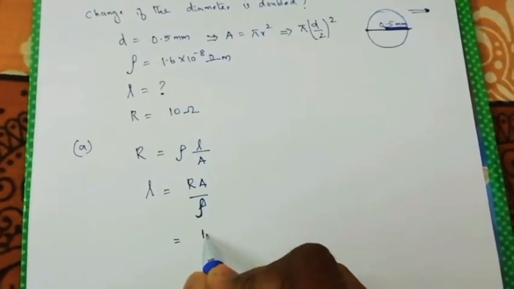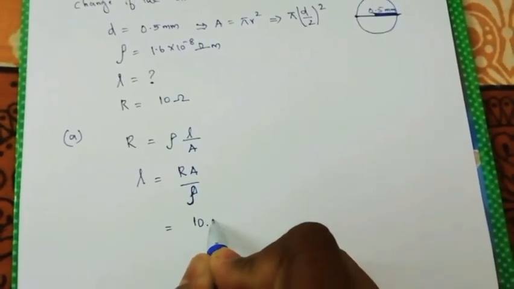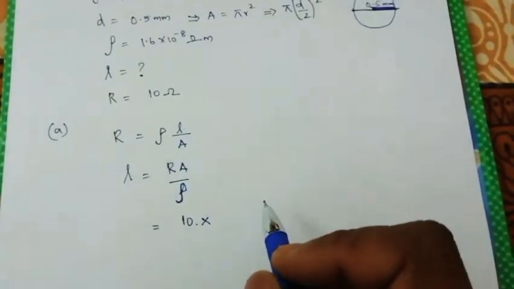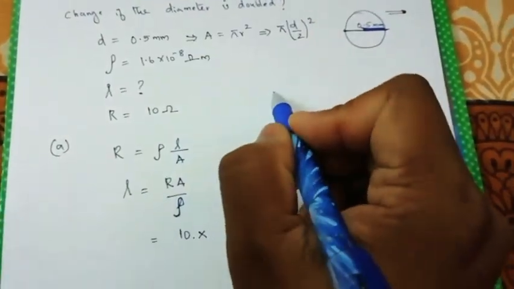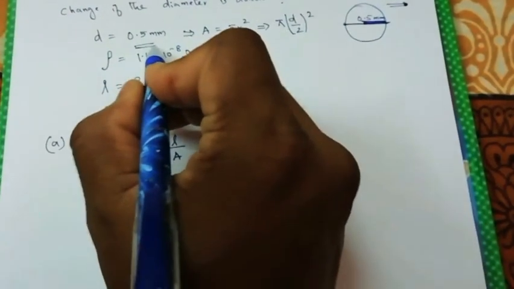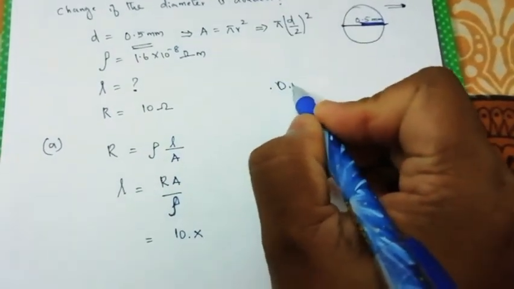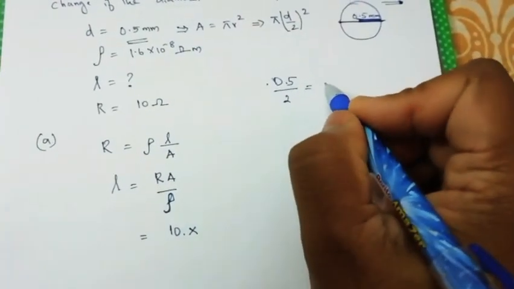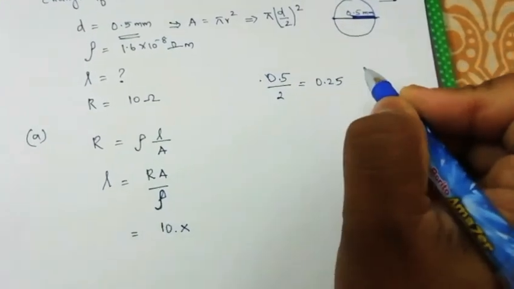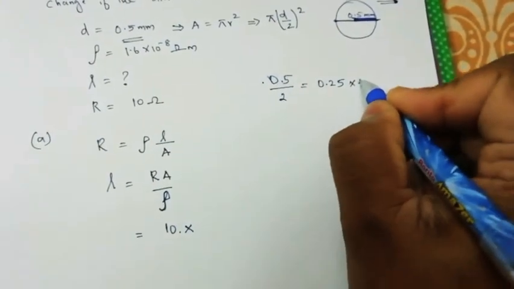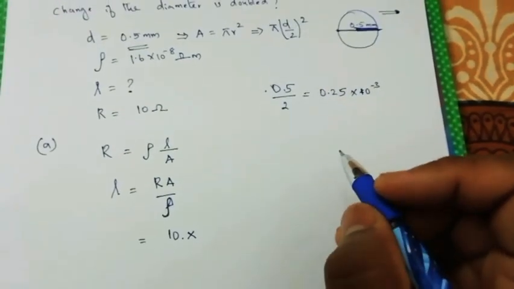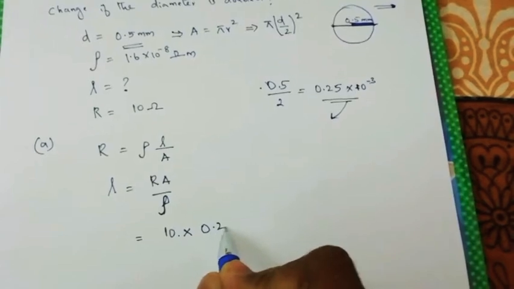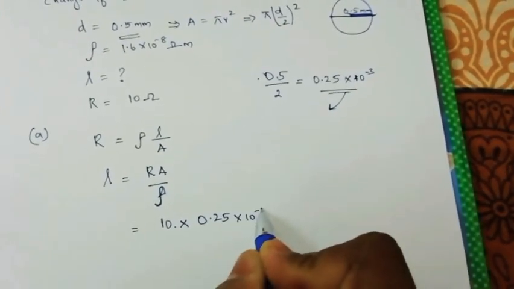So R is 10 ohms, and area we know is pi times (d by 2) the whole square. d is the diameter which is given here. d by 2 is 0.5 divided by 2, which becomes 0.25 into 10 to the power of minus 3. So we write it directly here in the formula.